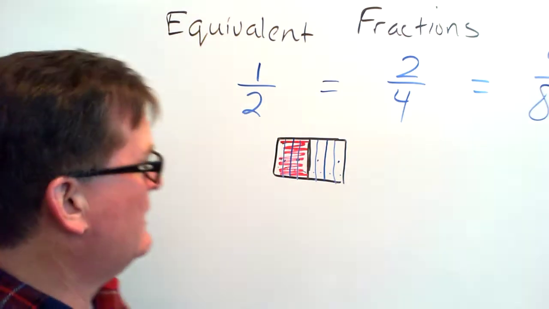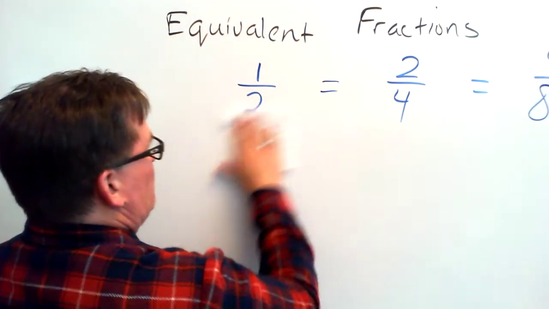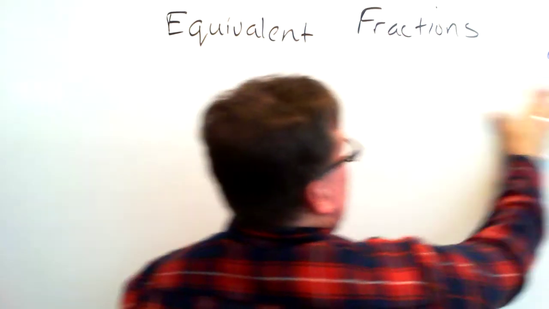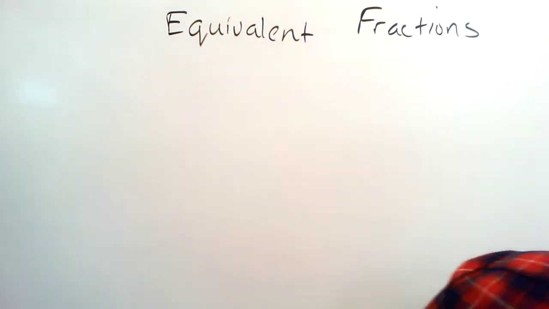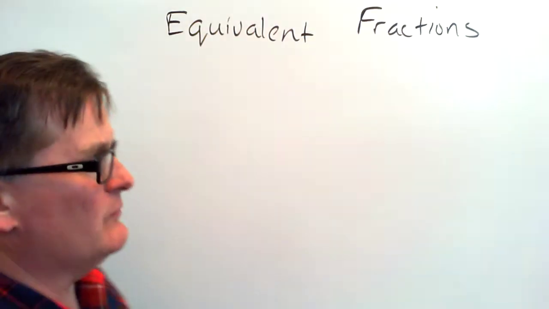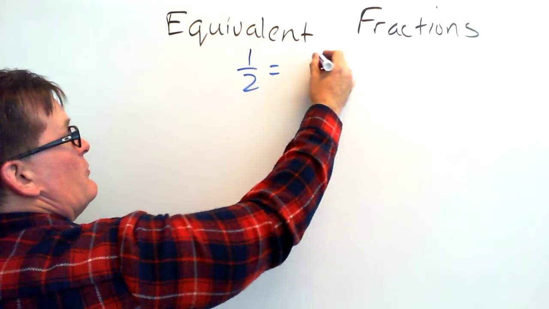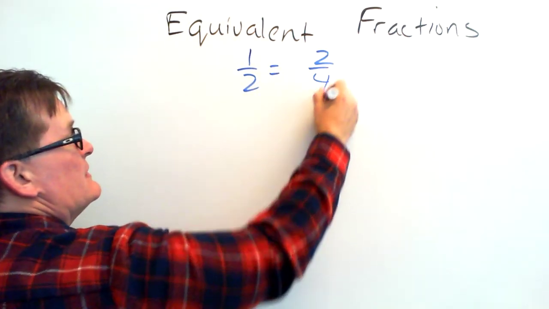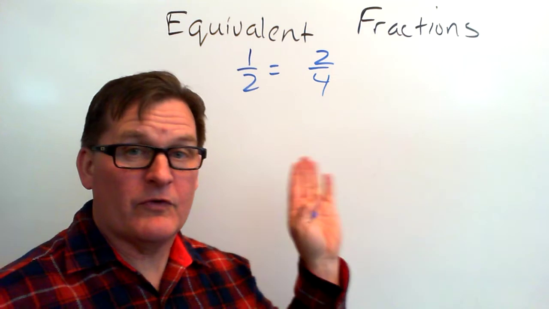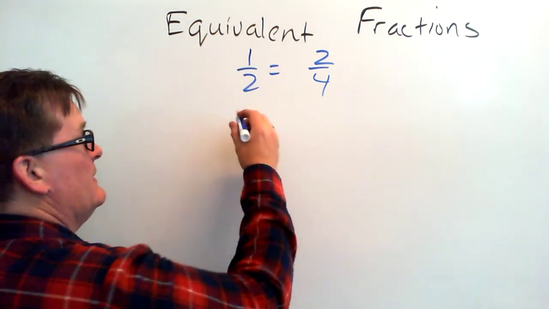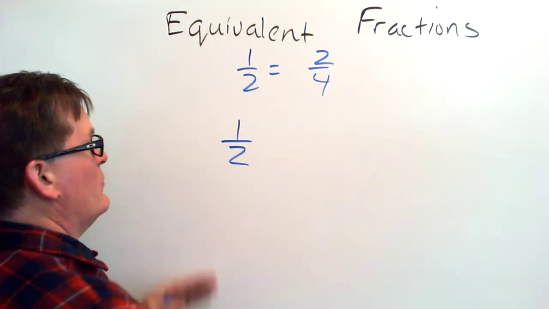We may have you model a couple of these, we'll see, but let me show you the algorithm for this. We know it works. We've seen it. We just proved that 1/2 equals 2/4. We're going to start with this one. Let's look at the algorithm for doing this. If I wanted to do this quickly, how can I create an equivalent fraction?